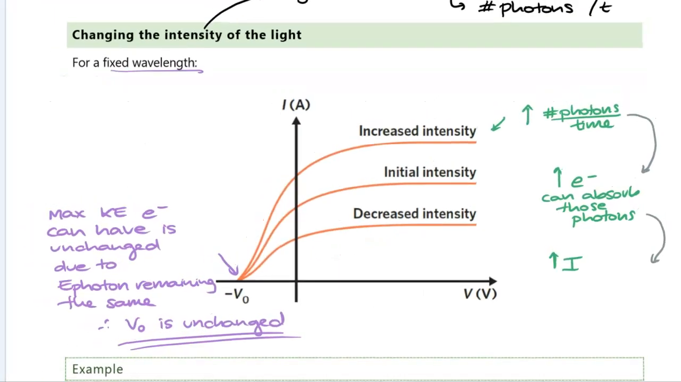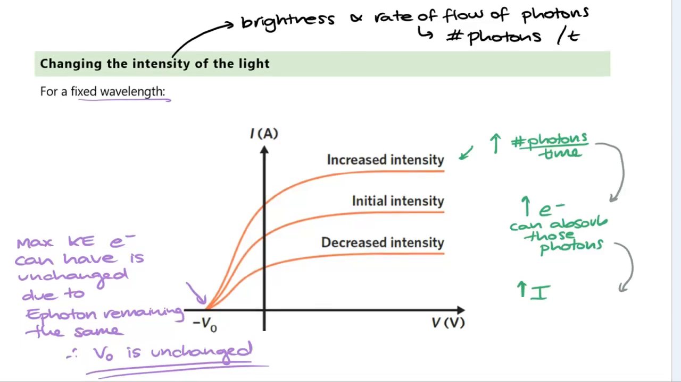Okay, this was looking at how the intensity of light impacts the current voltage graph. There are quite a few sophisticated concepts here. If you have questions about this, please let me know next lesson.